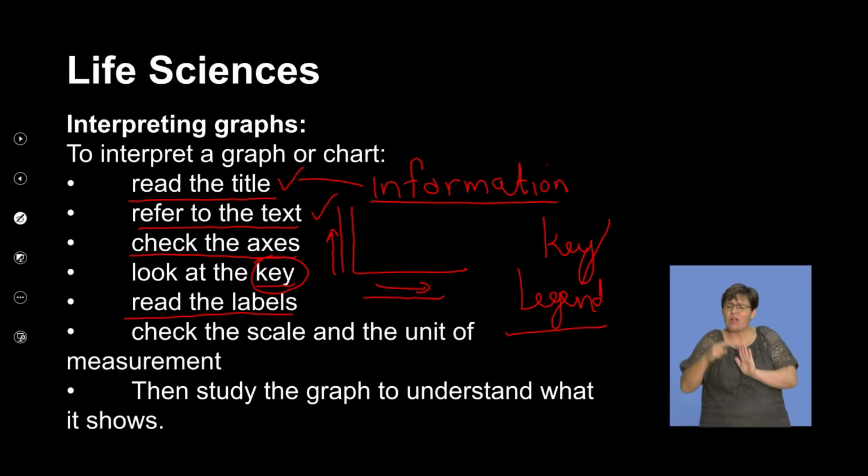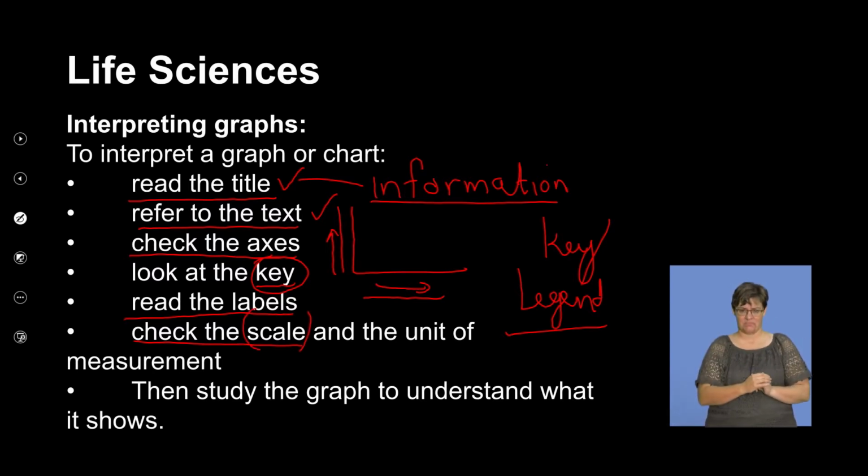Read the labels, guys. So you'll often find labels graph A, graph B. Check the scale. What is the scale? The scale is a proportional representation of the values that have been plotted. Look at the unit of measurement. Is it in minutes? Is it in hours? And that often helps you to understand the proportion of what that scale is.